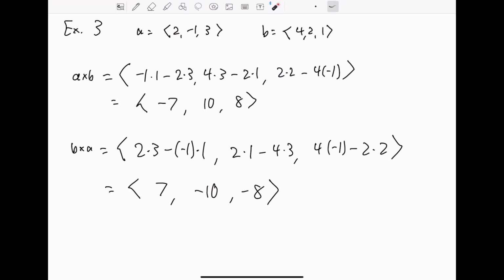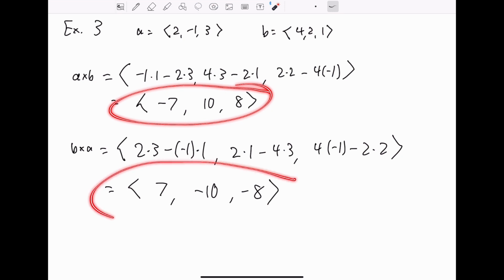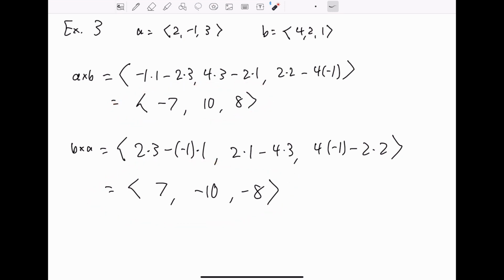And compare the two answers. A cross B and B cross A are negatives of each other. They do not give us the same thing. This will always be true for any vectors A and B. A cross B will be the negative of B cross A.